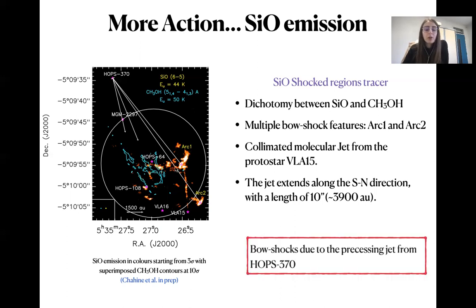The geometry of the bow shocks in our map suggests that they might be created by a precessing jet from the source HOPS 370 that goes along the cloud or the filamentary structure, and it's precessed from east to west, creating these bow shocks that you can see in here.